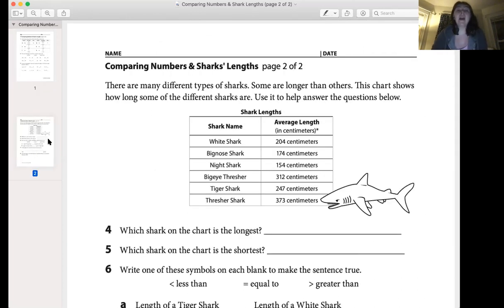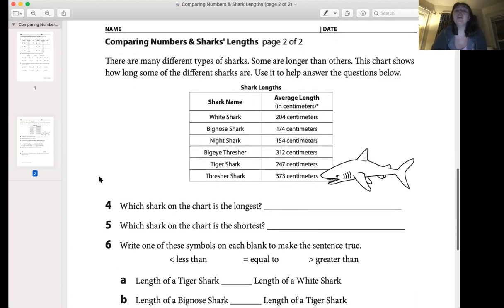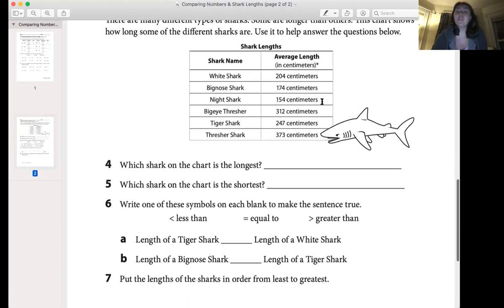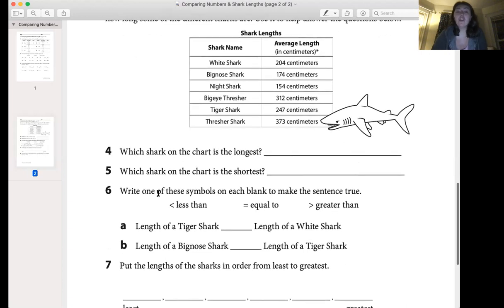Then on the back, we have a chart here about the length of some different types of sharks in centimeters. So you're going to look at the chart and use this chart to help you answer the questions. Which shark is the longest? Which shark on this chart is the shortest? You're going to use these symbols to make the sentence true.